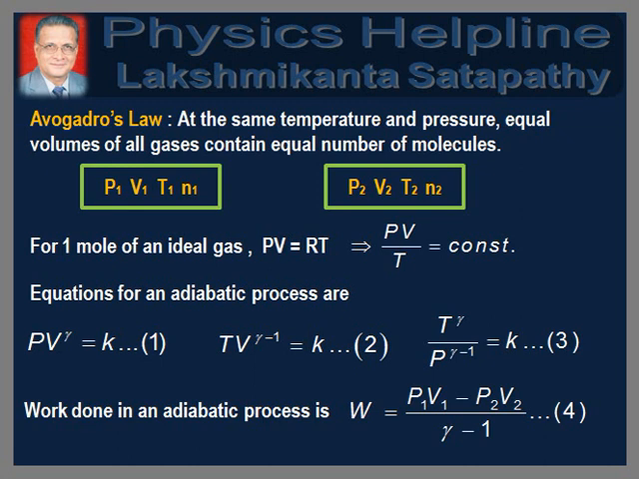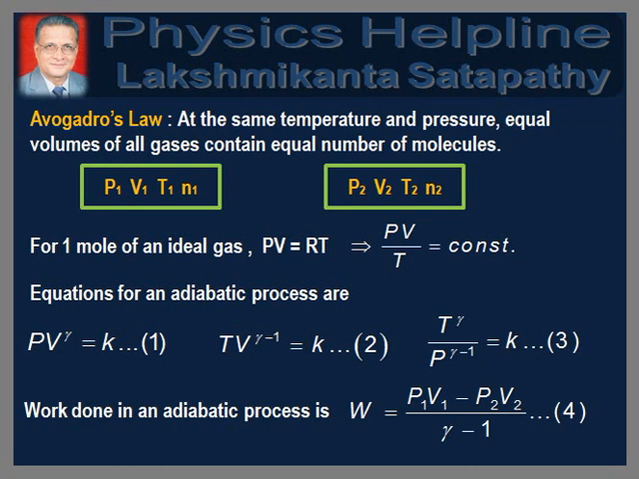Before proceeding to solve the problem, let us recall the related concepts. Avogadro's law. It states that at the same temperature and pressure, equal volumes of all gases contain equal number of molecules. Consider two gases having thermodynamic parameters P1, V1, T1, N1 and P2, V2, T2, N2. According to Avogadro's law, if three of these parameters are equal for two gases, then the fourth must also be equal for both. For 1 mole of an ideal gas, we have PV is equal to RT, which implies PV by T is equal to constant.